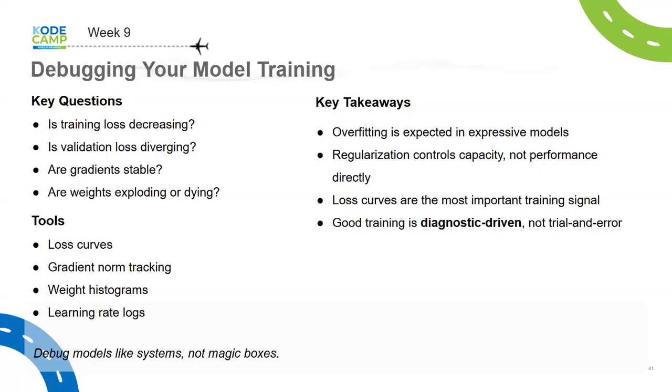So the key takeaway is overfitting will happen if your models are large and complex, like the deep neural networks, which we'll be looking at from next week. Regularization controls capacity, not performance, right? Loss curves are the most important training signal.